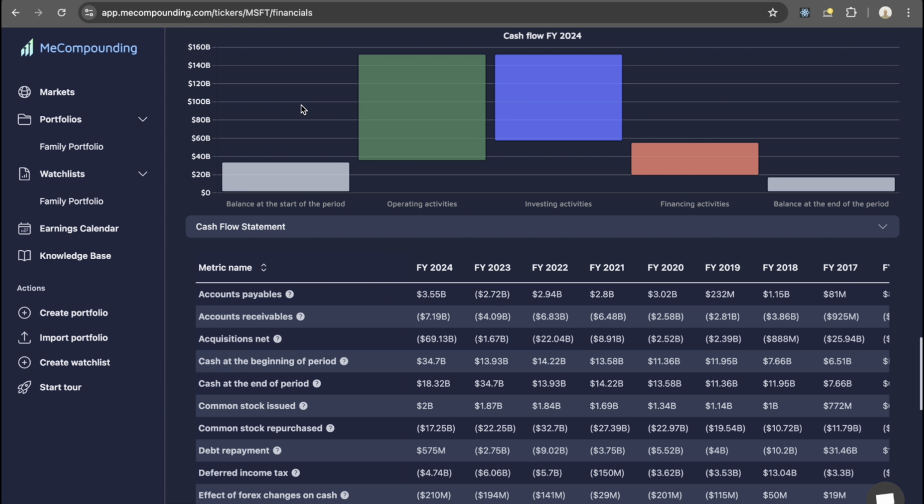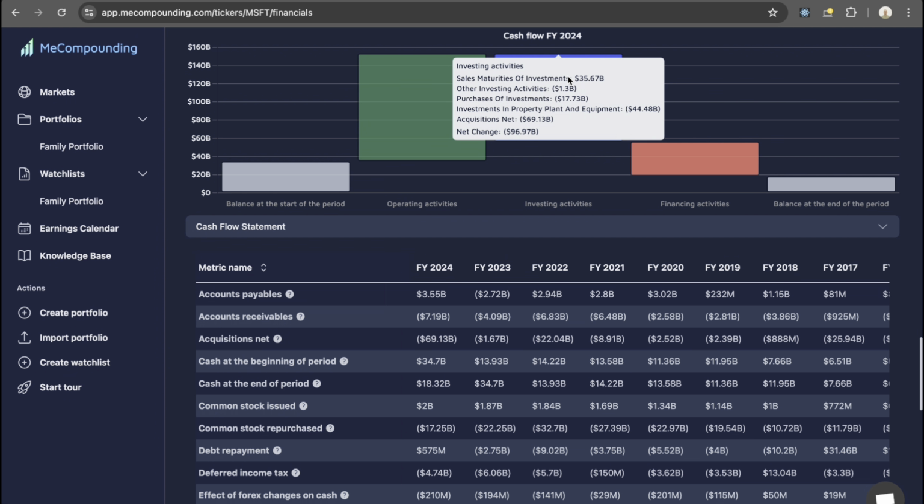The second thing is cash flow from investing activities. This is money spent on long-term growth. It includes things like buying property, equipment, or even acquiring other companies. This number is often negative, and that is not a bad thing. It shows the company is investing in its future.